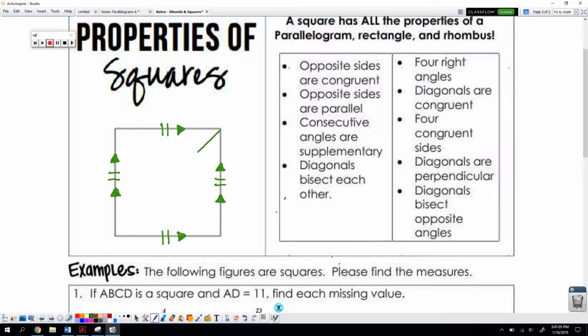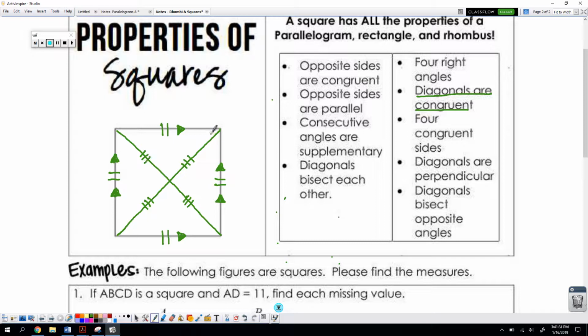Diagonals bisect each other. So here's our diagonal, and here's our diagonal. And they cut each other in half. Okay? 1, 2, 3. 1, 2, 3. And actually what we have here is it says diagonals are also congruent. Right here that they're congruent. So that means that these are actually all the same exact size. They're all the same exact size in the middle.